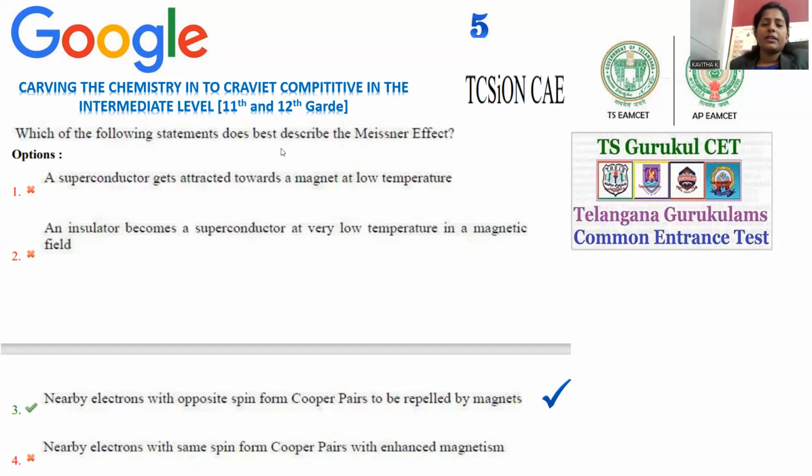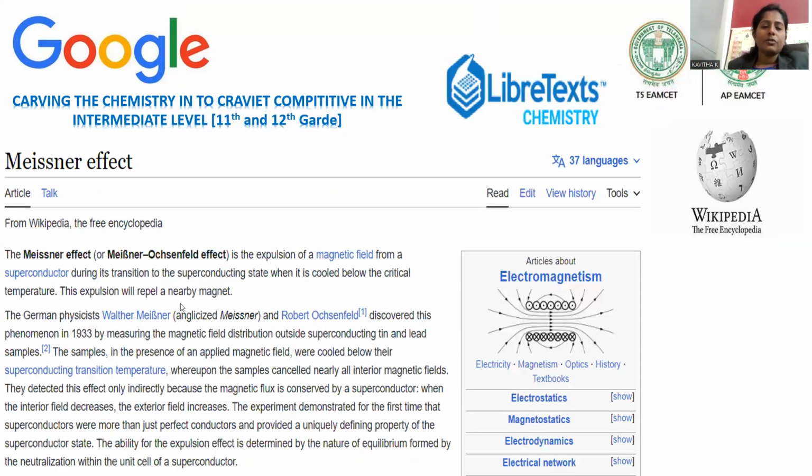Which of the following statements best describes the Meissner effect? The Meissner effect is purely related to the physical chemistry domain. In order to explain the Meissner effect, we have our description there. The Meissner effect is the expulsion of the magnetic field from a superconductor. A superconductor is a kind of material having the maximum extent of conductivity. We can say 100% conduction, 0% resistance are said to be superconductors in nature.